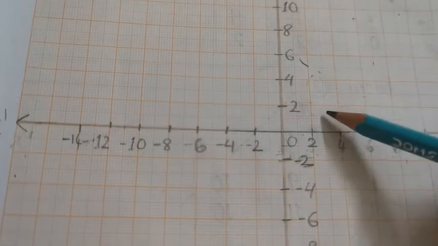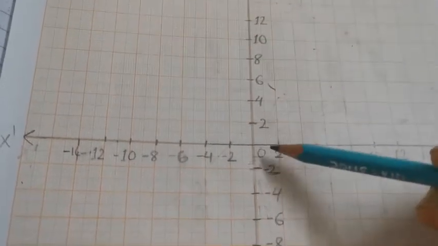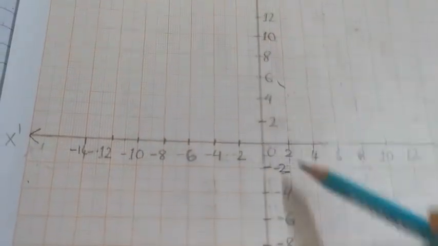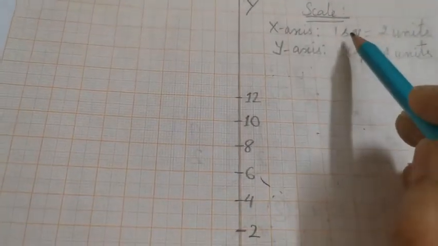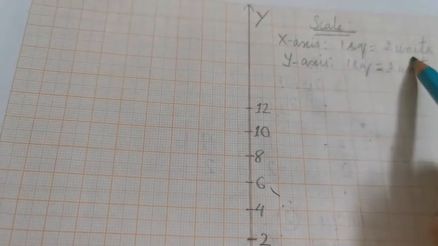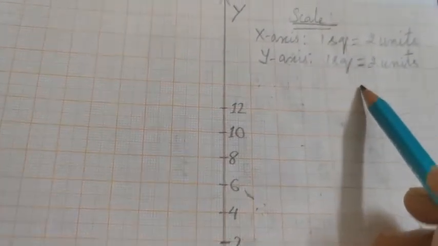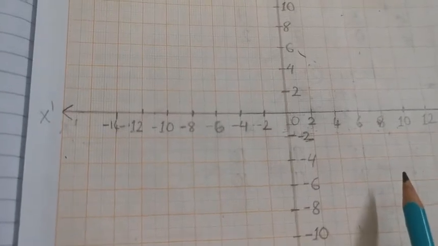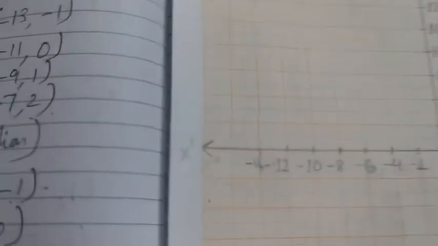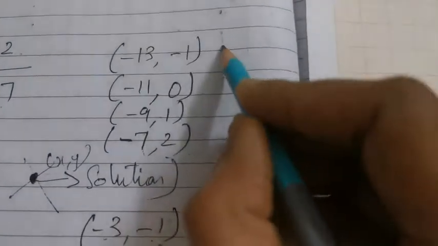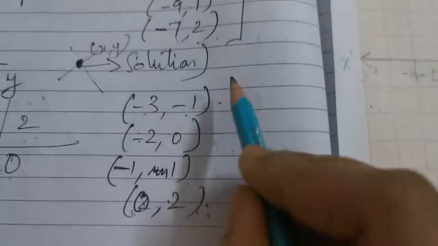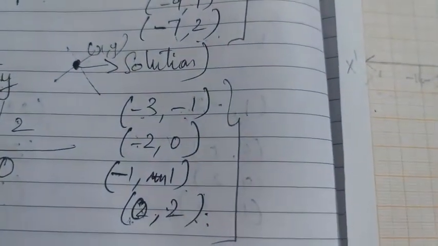Even along the y-axis I have taken intervals of 2. So this is my positive x, positive y and negative y. In the x-axis 1 square is equal to 2 units and along the y-axis also 1 square is equal to 2 units. Now on this graph sheet we will mark our points. We will plot our points. So these are the 4 points which we got from our first table and these are the 4 points which we got from the second table.